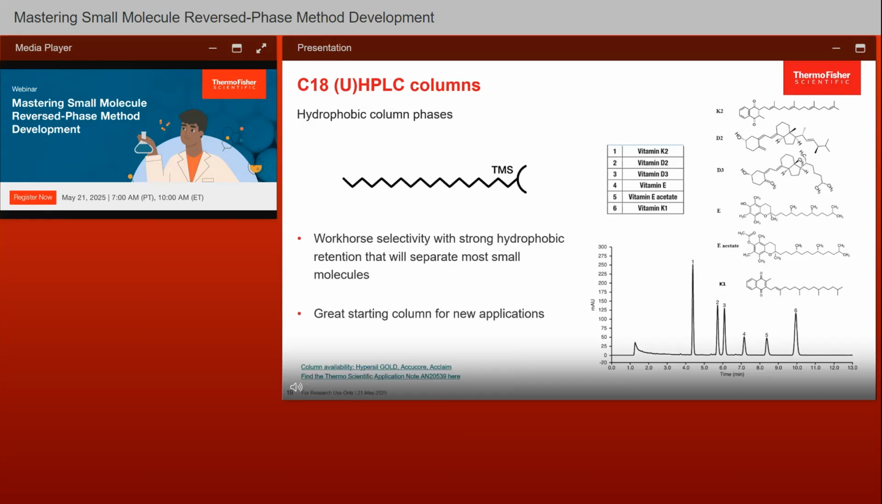If we look at the fat-soluble analytes in particular, the difference between K2 and K1 and D2 and D3 is the presence of double bond, which would introduce polarity to the molecule, but we would also get less hydrophobic interaction with the stationary phase, causing them to elute much earlier. What's interesting, the difference between D2 and D3 is a single double bond, and the column was able to distinguish between those two molecules very easily.